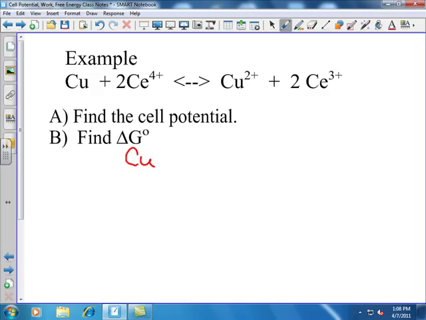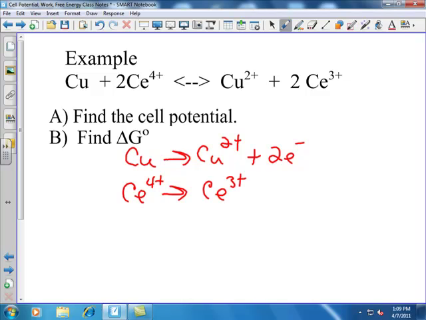I've got Cu yields Cu2+ plus 2 electrons, correct? And then Ce4+ goes to Ce3+. How does it do that? It adds an electron on the left, so it gains an electron. So there's my oxidation and reduction. I need to find the E of the oxidation, and I need to find the E of the reduction.